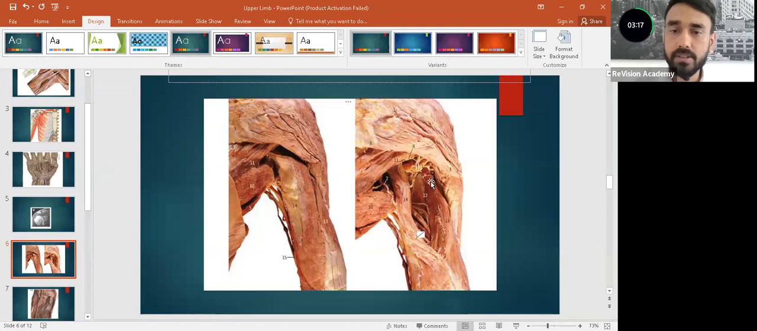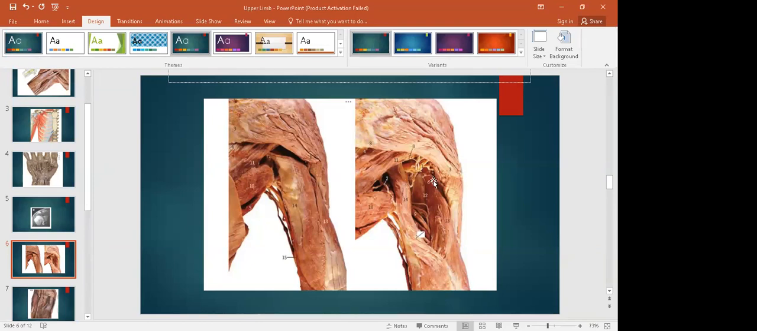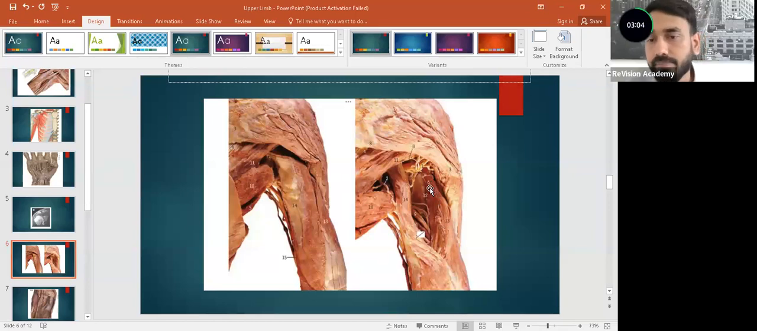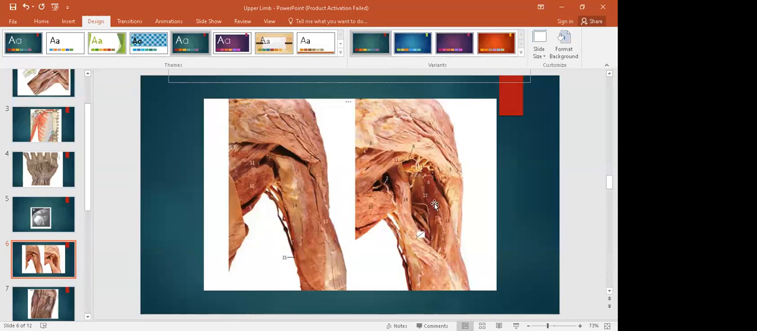And what is number 6? Number 6 is the lateral head of the trapezius muscle. Sorry, triceps muscle. Actually, it's not a muscle, it's a vessel. Number 6, sorry, it is the posterior circumflex humeral artery.